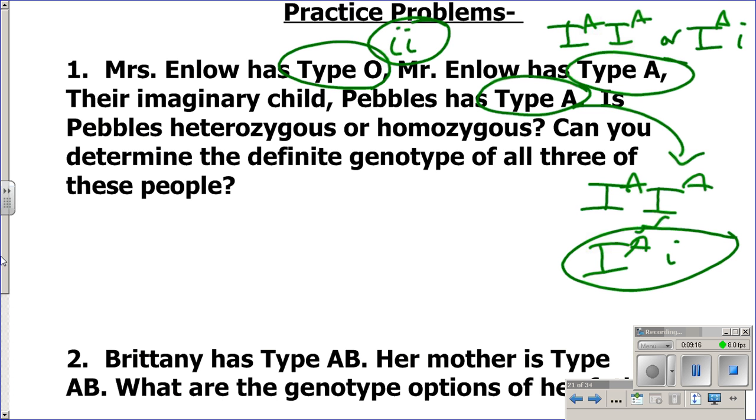Well, why couldn't it be this one? Because you have a little i. But Dad doesn't say, "Oh no, I'm just gonna give you that one." Right? She has big I and you have little i.